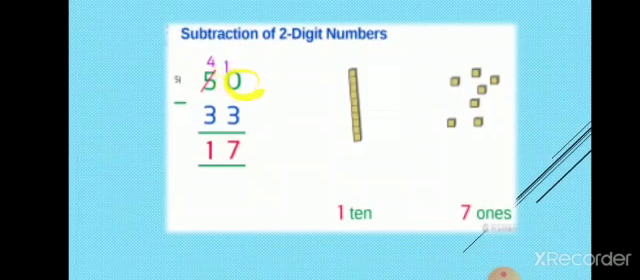Now you see here, there must be a greater number, but this is 0 and this is 3. Can you subtract 3 from 0? No, we can't subtract 3 from 0. So what do we have to do? We just borrow one number, or 1 ten, from the tens place.